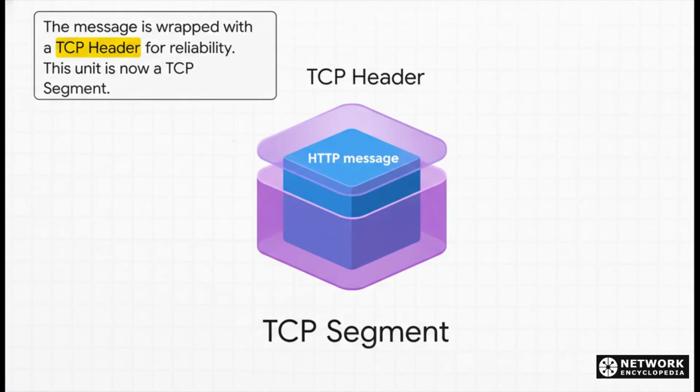First, that message gets handed down to the transport layer. Let's say it's TCP. TCP wraps our message in its own header. This is a big deal. It adds things like port numbers so the other computer knows which application to deliver it to, and sequence numbers, which make sure all the data arrives safely and gets put back together in the right order. Our little piece of data is now officially called a TCP segment.